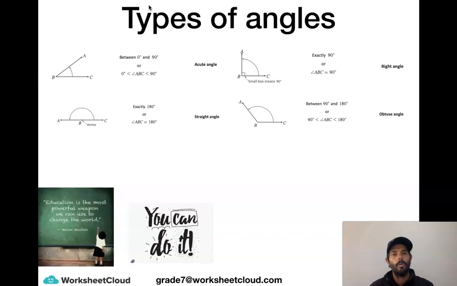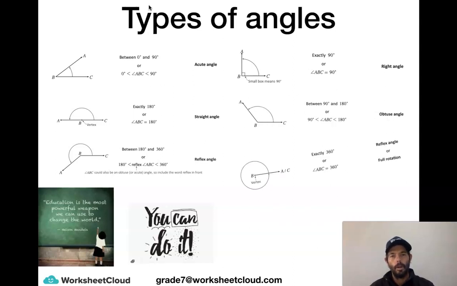Then you have your obtuse angle, which is between 90 and 180. You have your reflex angle, which is between 180 and 360. Okay, and lastly, you have your full revolution, which is 360 degrees. Right, that's a recap of angles from grade 5 and 6.